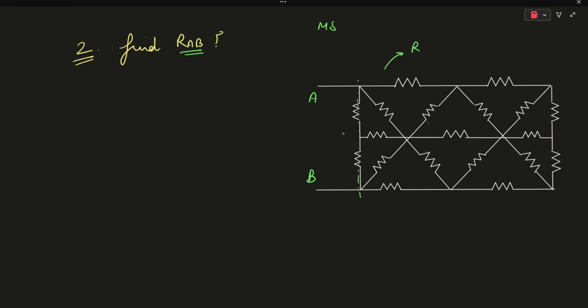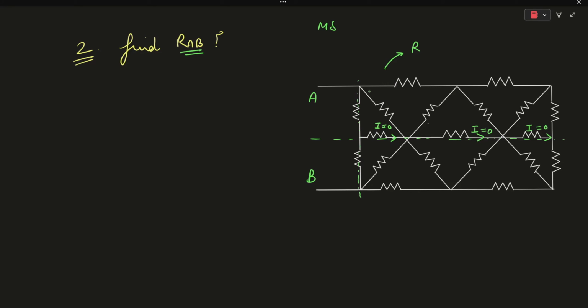Let us assume a hypothetical vertical line or a vertical plane which is passing like this, and it is dividing the network in two equal parts. On applying mirror symmetry, since these three branches are coinciding with this particular line, we can say that the current flowing from these branches will be 0 amperes. Similarly, this one will be 0 amperes. So these branches will work as an open circuit.